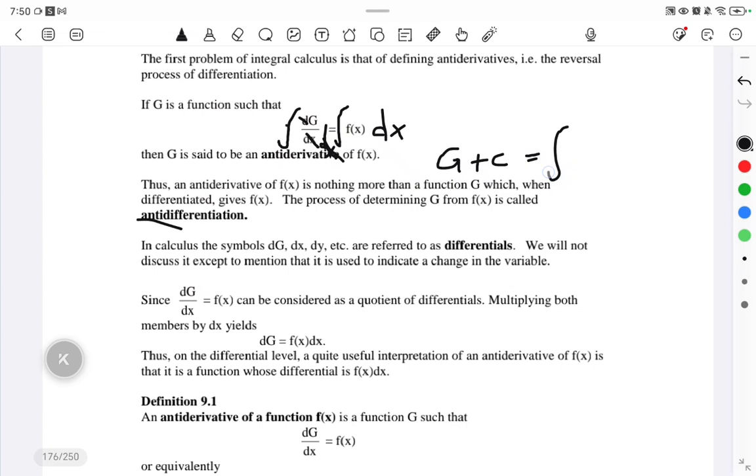This will be equal to the integral of f of x dx. So you see, every time after integrating, whatever we get, we must always add c. So that's what the statement is saying there. If I try to break it down.